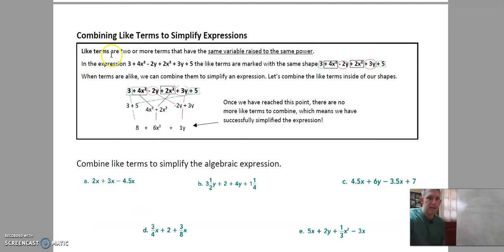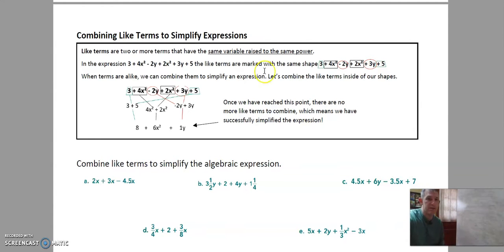So like terms are two or more terms that have the same variable raised to the same power. A lot of times I'll say the same variable cluster. If that variable or that variable cluster looks the same, then they are like terms. It doesn't matter what the number before it is, we call that the coefficient. As long as they have the same variable or same variable cluster, they're like terms.